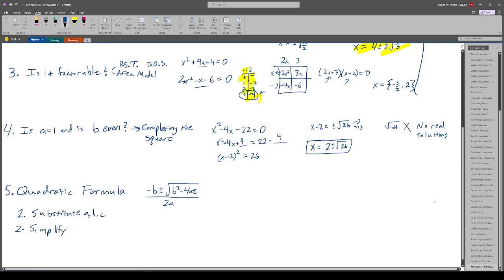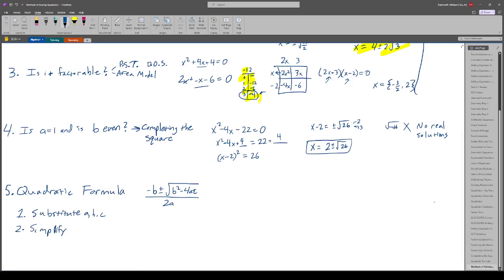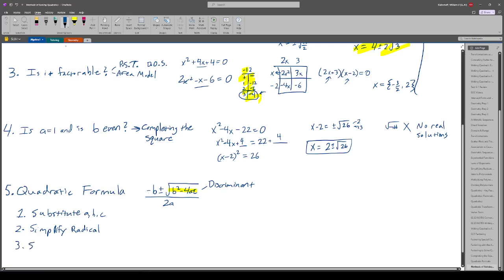So whatever ended up in this b squared minus 4ac, we call that the discriminant, by the way. That's more of an algebra 2 term, but this b squared minus 4ac is called the discriminant. If that ends up being simplifiable, we want to simplify that part by taking out anything that's a perfect square. And in number 3, then, we simplify the fraction part.